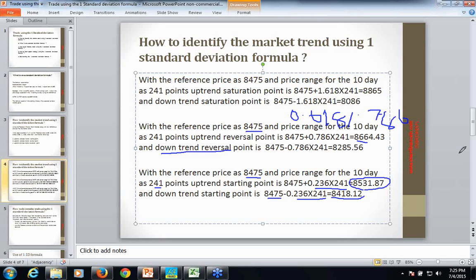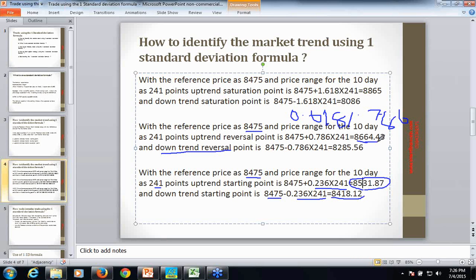Whenever you are expecting a reversal trend, what should you do? Suppose you bought at 8531, or you could even sell at 8418. Our argument should not be about whether you buy or sell. Our argument is: I bought at 8531.87, or round it to 8532, and it has touched 8664.